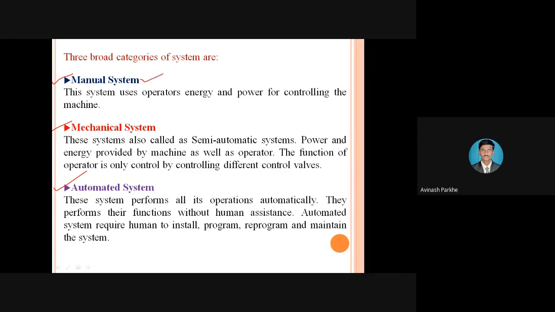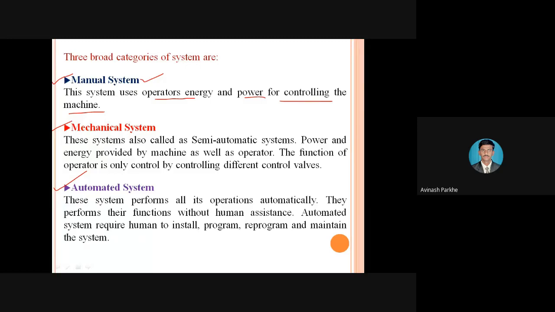Now we will discuss the first one, which is called a manual system. In that, you can see this system uses operator energy and power for controlling the machine. In a manual system, as the name itself suggests, whatever operations we are performing on any type of machine can be performed by the operator's energy or the operator's power. That means in the first type, 100% the operator is required to perform the operation. Without an operator, it is not possible to start that particular machine, from the starting point to the end point.